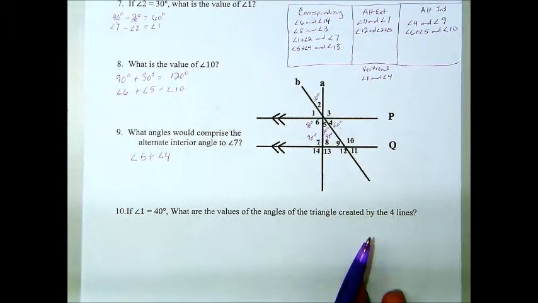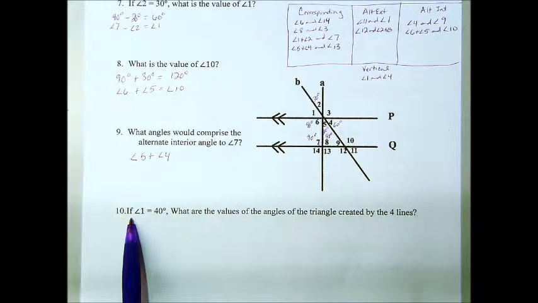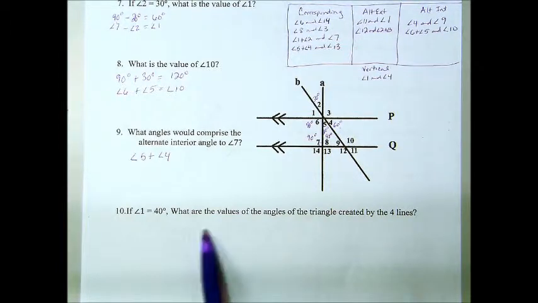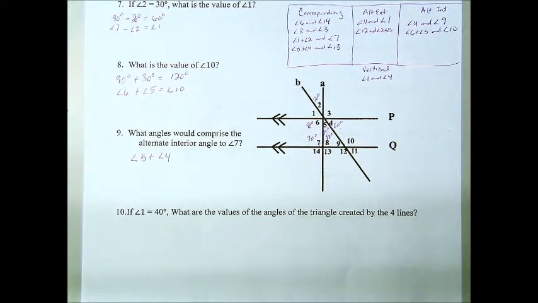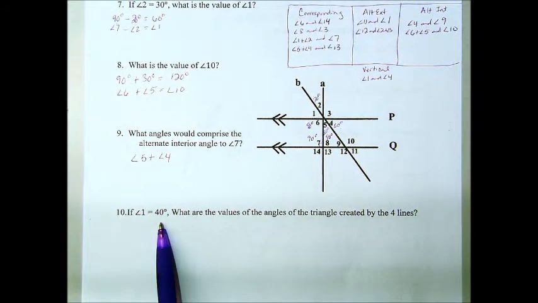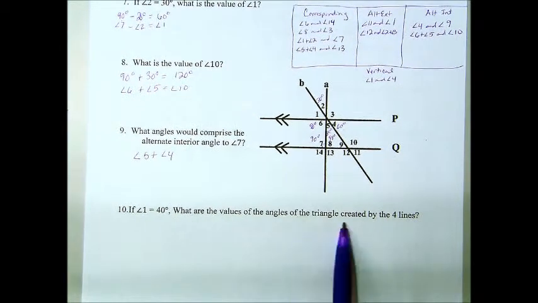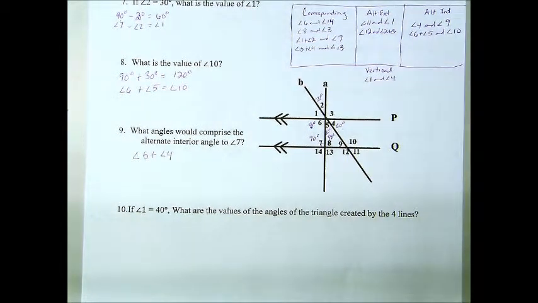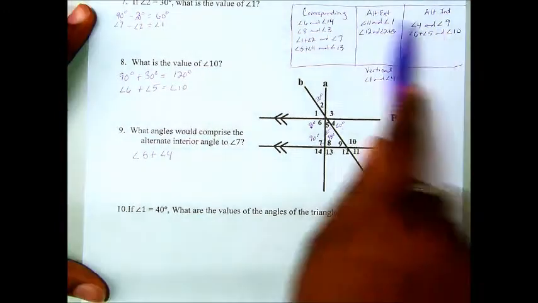Last question. If angle 1 equals 40 degrees, what are the values of the angles of the triangle created by the 4 lines? They gave us a different measure. Okay, they're saying if angle 1 is equal to 40 degrees, what is the value of the angles of the triangle? Now we got some different numbers to deal with, but guess what? I got my chart up here, so I'm good.